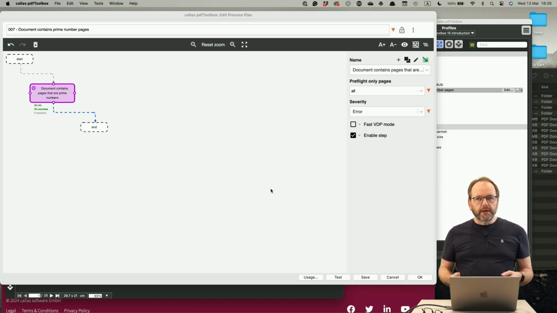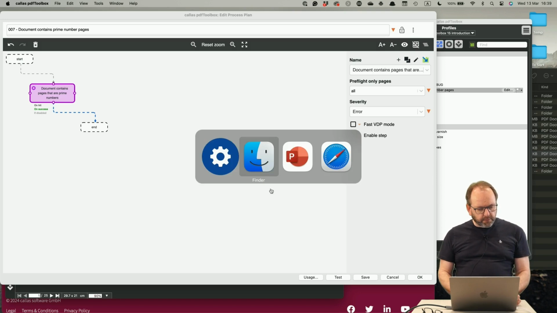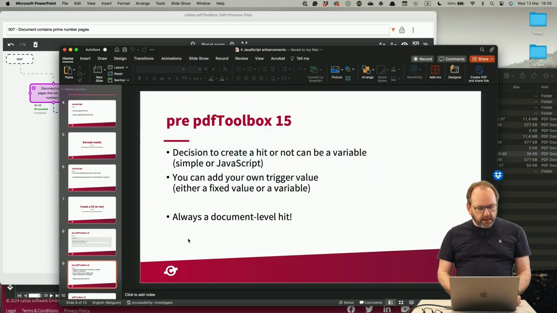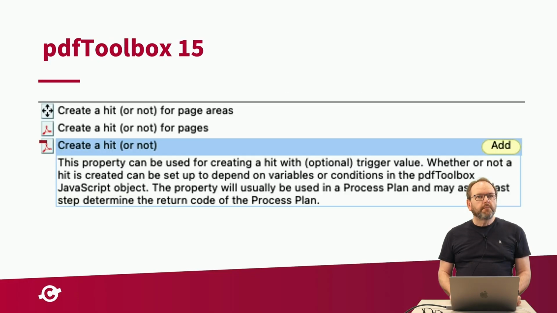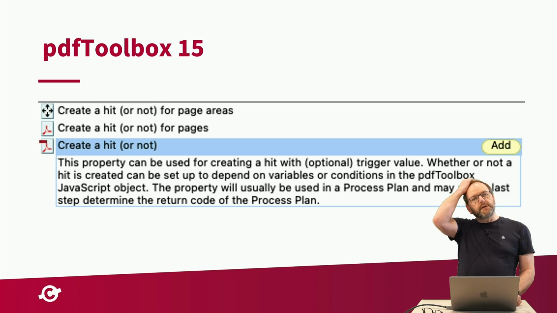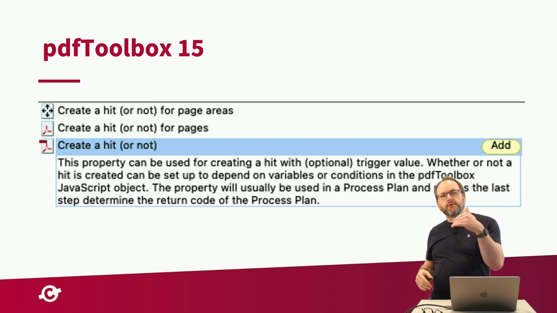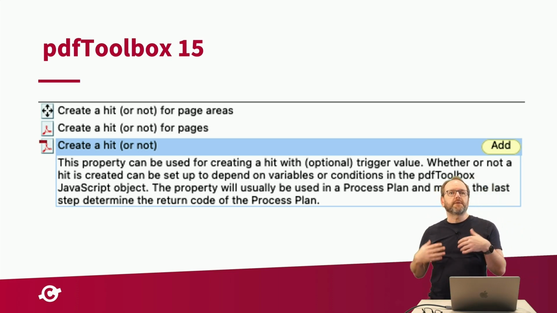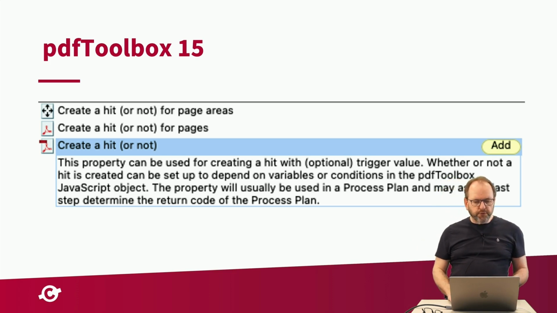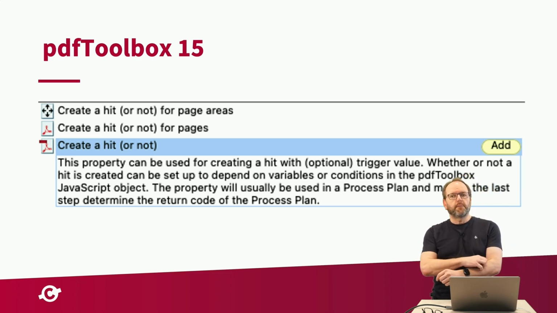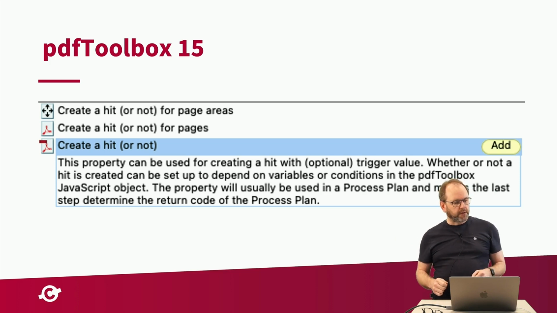And so the other thing in PDF Toolbox 15 is, and let me now go back to this presentation just quickly. So the other thing is you can do that not only for pages where you get a page level hit, but you can also do it for page areas where you can even specify the area on the page where a problem occurred. And exactly the same way as what I showed here.